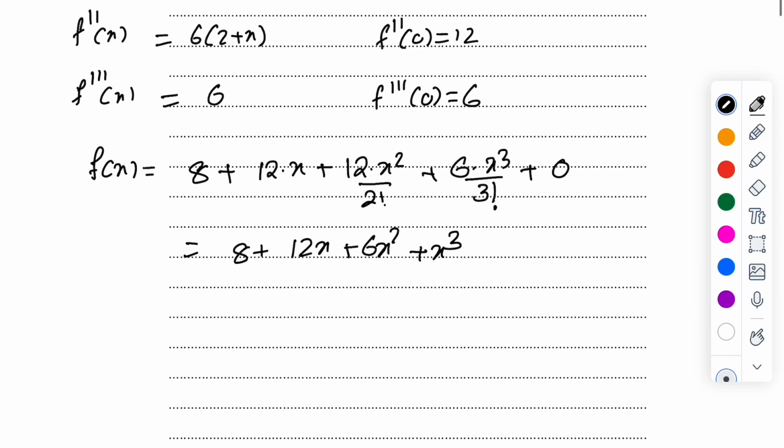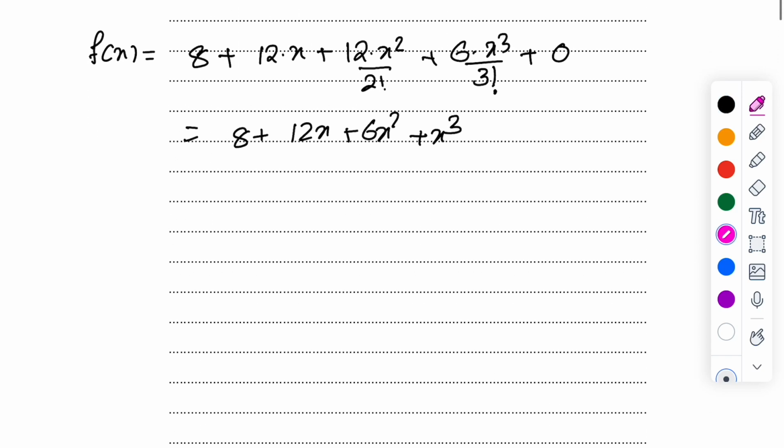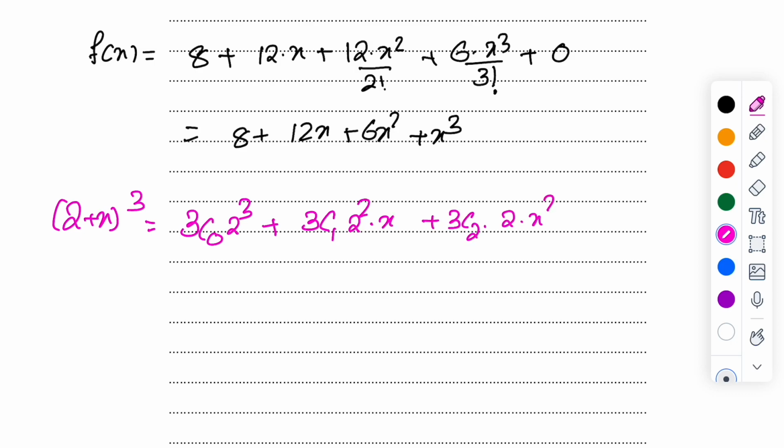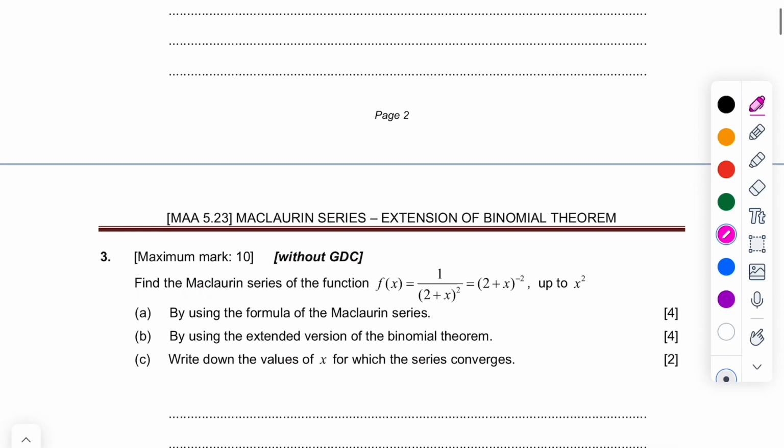Using the binomial theorem. Now we have to use 2 plus x whole cube using the binomial theorem. So what does it become? 3c0 2 cube, 3c1 2 square times x, plus 3c2 times 2 times x square, 3c3 times x cube. So it becomes the same. It becomes 8 plus 12x plus 6x square plus x cube. So either you do it by binomial theorem or Maclaurin series, you are going to get the same answer.